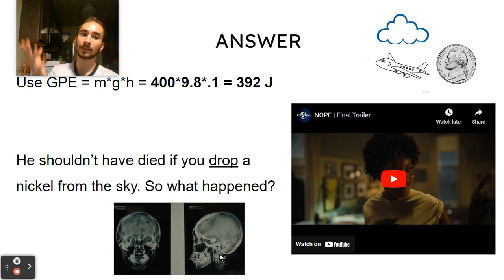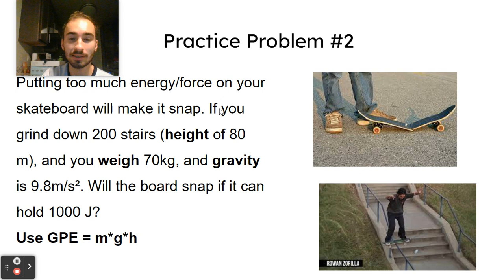And the answer is, if you drop it, it won't kill him. But evidence that it was the aliens that did it, if you shoot it at him. So if you add extra force when you're throwing that nickel down, that could be enough to break his skull open. So the nickel wasn't dropped, it was actually shot, and that's what killed the guy in the movie Nope. That's an example. We're going to do another one.